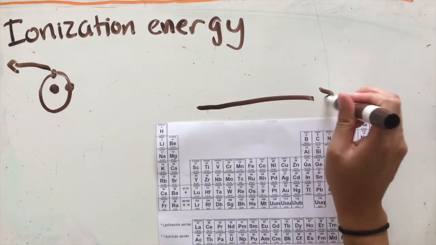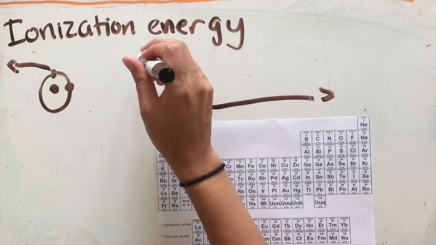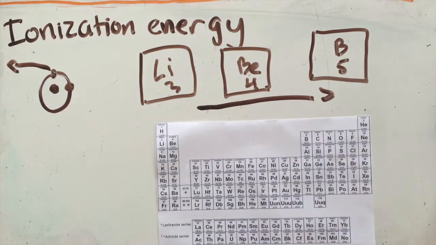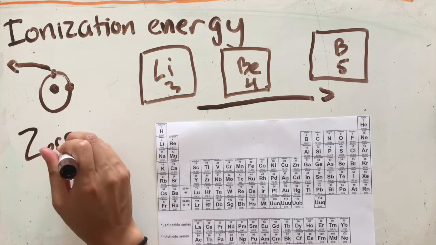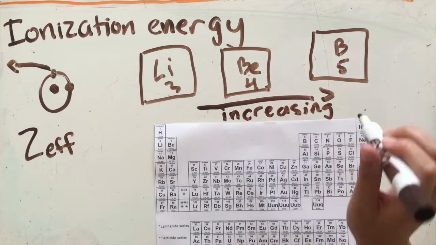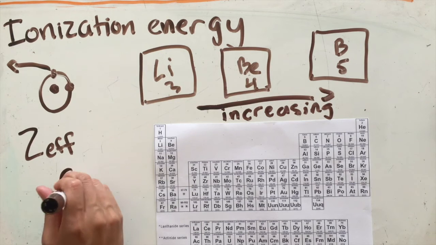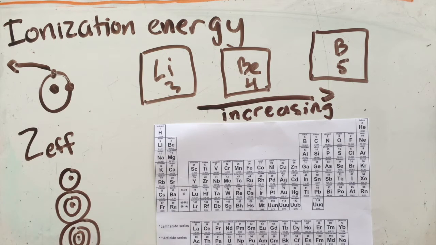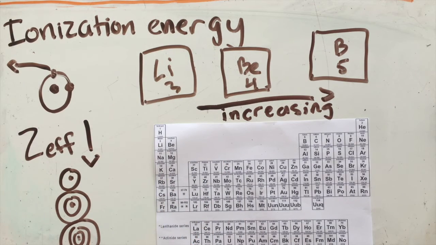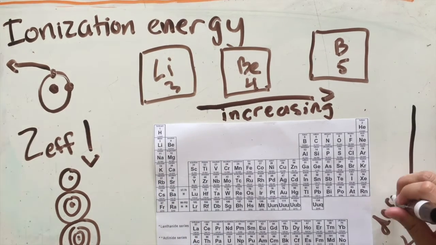As you move across a period, the number of protons increases, creating a stronger attraction between the nucleus and the electrons. This positive charge experienced by the electron is called the effective nuclear charge and is often written as Zeff. The increasing Zeff makes it harder for the electrons to be removed from the atom, causing the ionization energy to increase across the period. As you move down a group, the number of electron shells increases, so the valence electrons are farther from the nucleus. This causes their attraction to decrease, in turn decreasing the ionization energy.